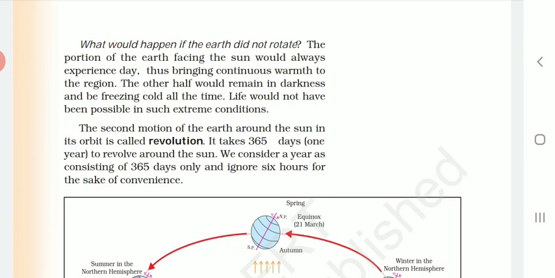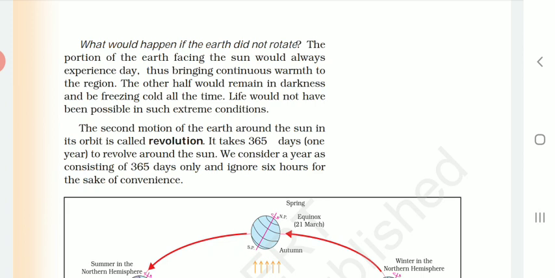Life would not have been possible in such extreme conditions where there is continuous day and continuous night, because the part that faces the sun will become hotter and hotter, while the part of the earth not facing the sunlight will be continuously in darkness and will become freezing cold. Even all the oceans and water bodies of the earth will convert into ice.